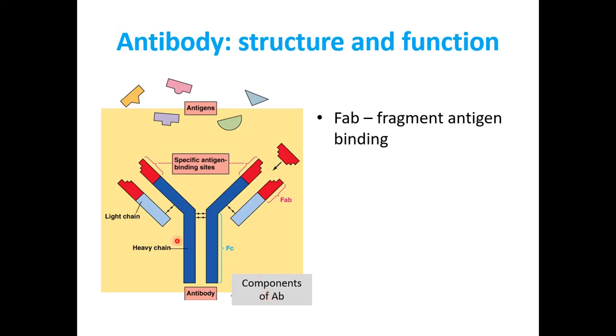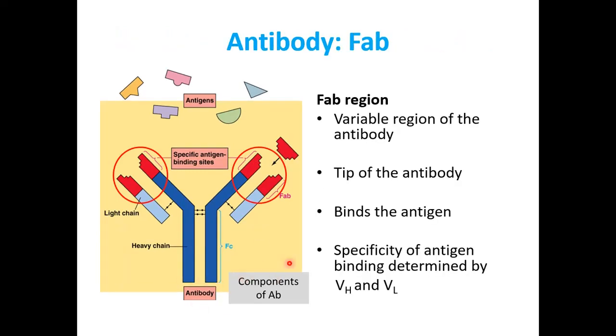Each heavy and light chain contains two distinct regions, a variable and a constant region. This is the variable region of the antibody, located at the tip, and its function is to bind the antigen. The specificity of antigen binding is determined by the variable portion of both the heavy and light chains.